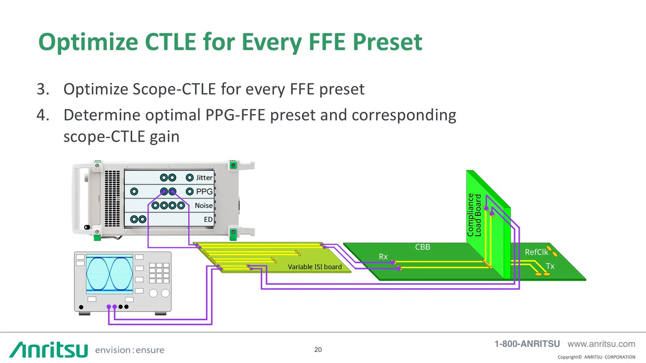Once that's done, in step 4, determine the optimal BERT pattern generator FFE preset and the corresponding CTLE gain of the oscilloscope. For each preset value, the scope should capture at least 5 repetitions of the waveform. The oscilloscope should be capable of determining the optimal CTLE gain automatically. The optimal preset is the one that, combined with its corresponding optimal CTLE gain, gives the largest eye height and eye width.